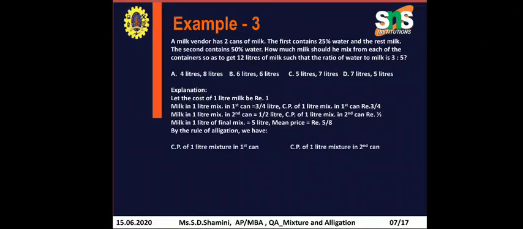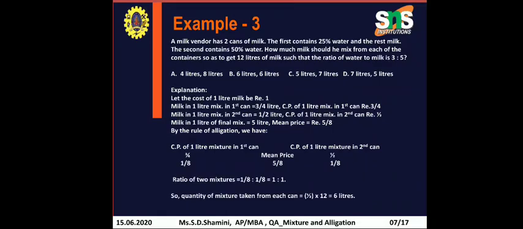By the rule of alligation, the cost price of 1 liter of mixture in the first can is 3/4, and in the second can it is 1/2, and the mean price is 5/8. So 1/2 minus 5/8 gives 1/8, and 5/8 minus 3/4 gives 1/8. So the ratio of the two numbers is 1/8 to 1/8, which equals 1:1.